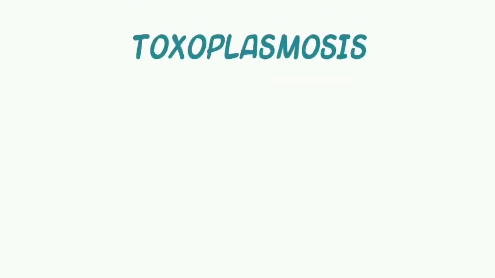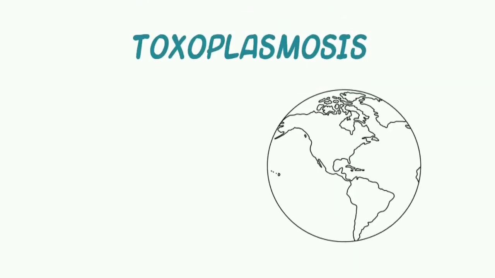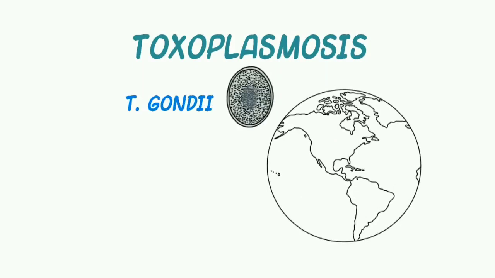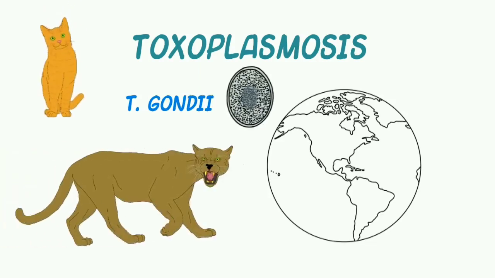Toxoplasmosis is a zoonotic disease that has been identified worldwide. It is caused by the protozoal parasite Toxoplasma gondii. We'll call it toxo from now on. Although T. gondii infects most species, domestic and wild cats constitute the only definitive host, and as such, they can serve as a main reservoir for infection.